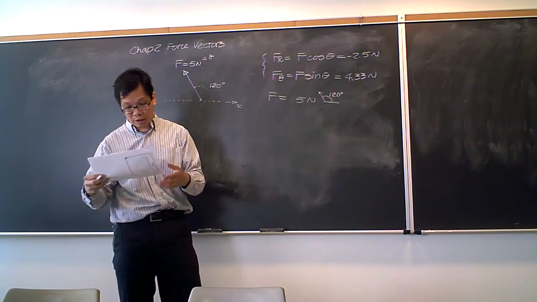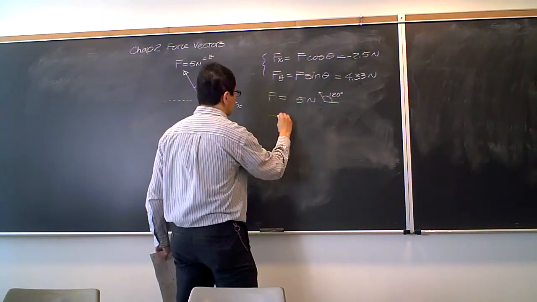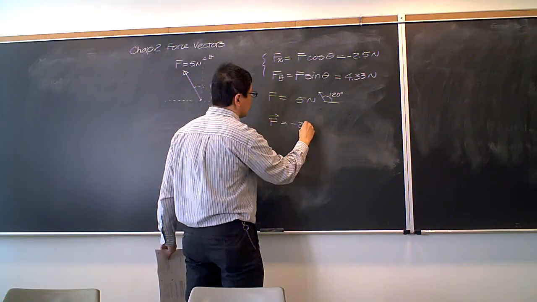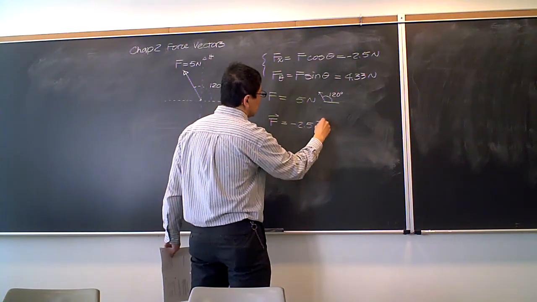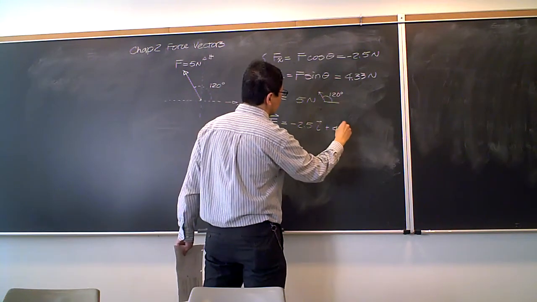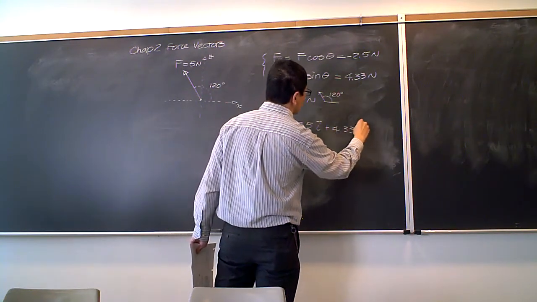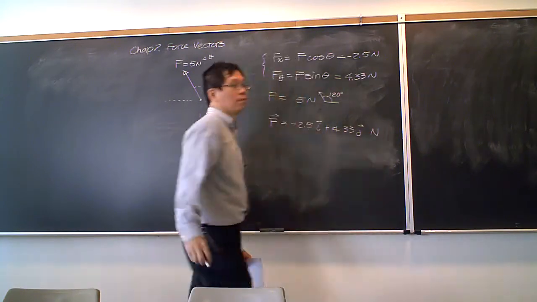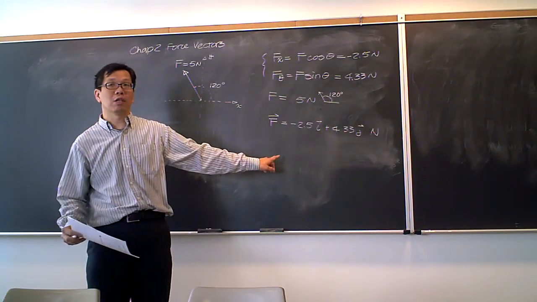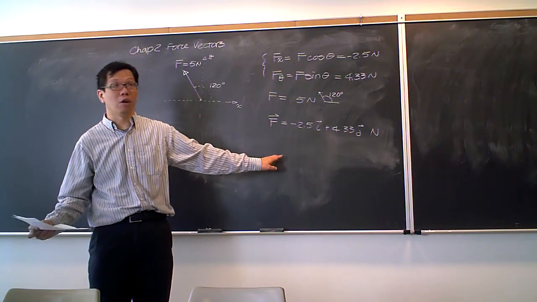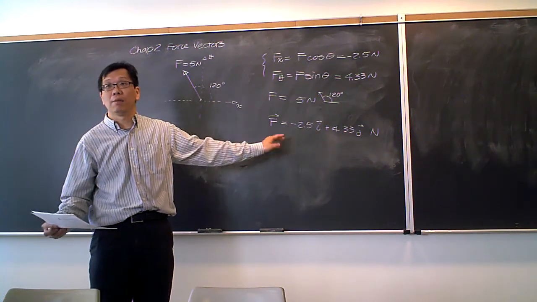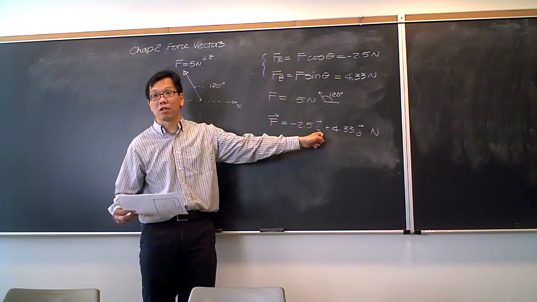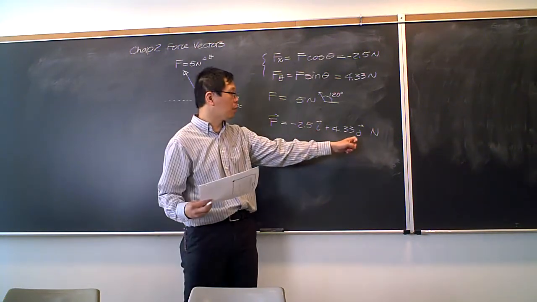Or you can use vector representation, which is F equals negative 2.5 i plus 4.33 j Newton. This is vector representation. I'm not so sure how many of you know how to do this from the past, but I'm going to tell you, if it's the x direction, it's going to be i. If it's the y direction, it should be j.